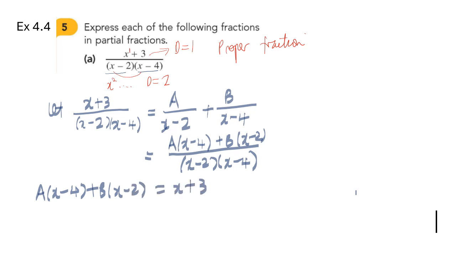So we're going to use the substitution method. Substitution method is easiest to use for such an identity. Of course, sometimes if you can't get the answer using substitution, then you will have to use compare coefficients. So we're going to let x equal to 4 so that you can eliminate a.